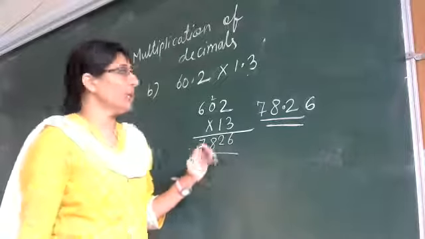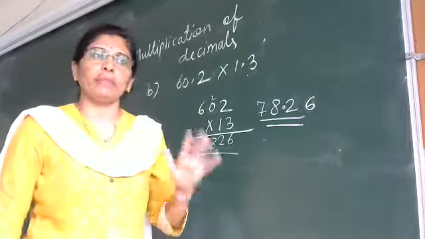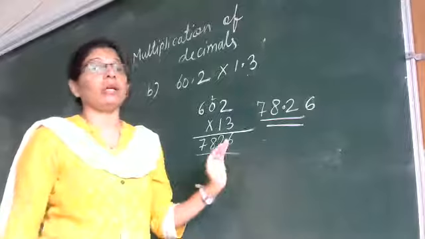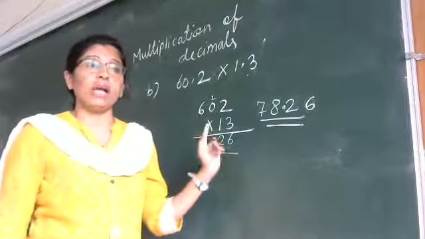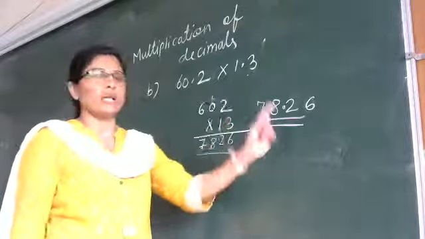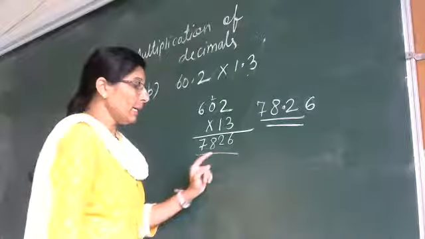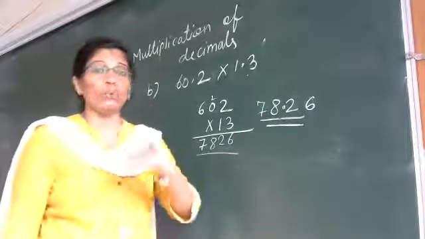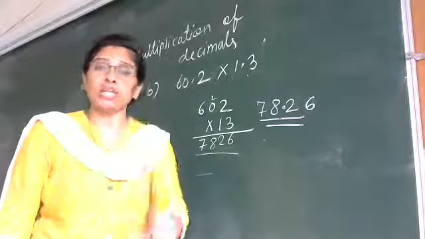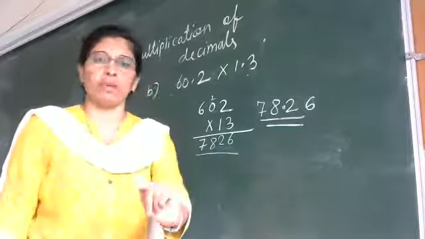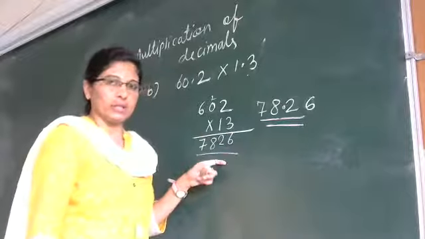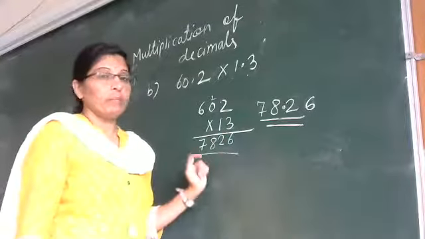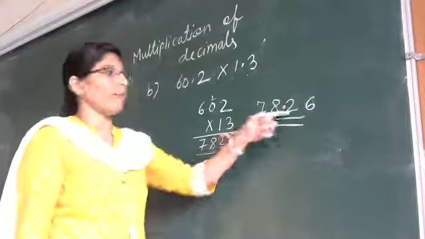How to multiply? Multiplication is the same. Only what is new is that you have to put the decimal point. In decimal examples, if you do not put the decimal point, then your full answer will be wrong. So after multiplication, we have to put the decimal point. While multiplying, don't put the decimal point. But for addition and subtraction, we have to put the decimal point while adding and subtracting. For multiplication, don't put the decimal point while multiplying. Afterwards, we have to put it.